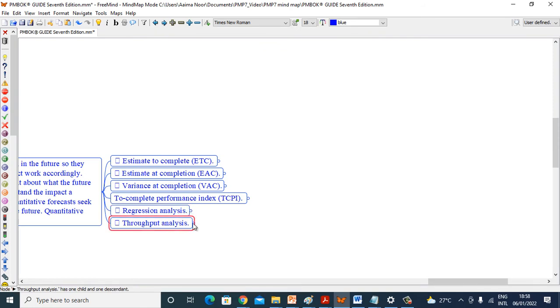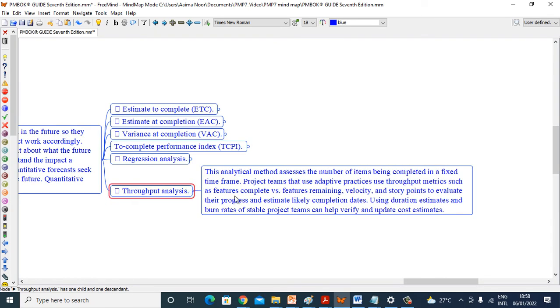Throughput analysis. This analytical method assesses the number of items being completed in a fixed time frame. Project teams that use adaptive practices use throughput metrics such as features complete versus features remaining, velocity, and story points to evaluate their progress and estimate likely completion dates. Using duration estimates and burn rates of stable projects, teams can help verify and update cost estimates.